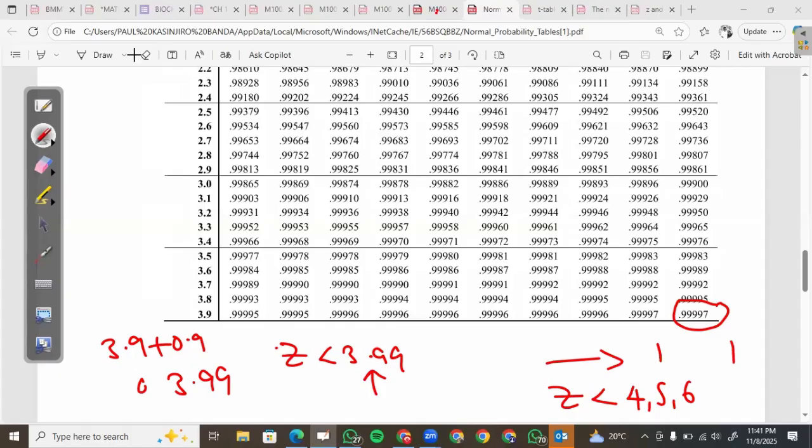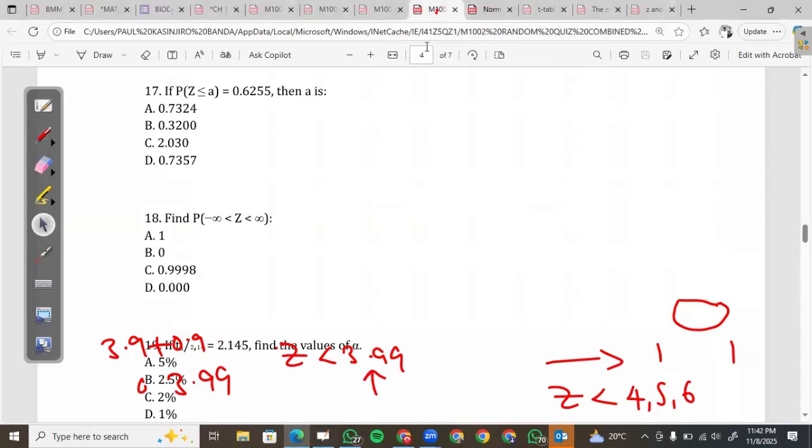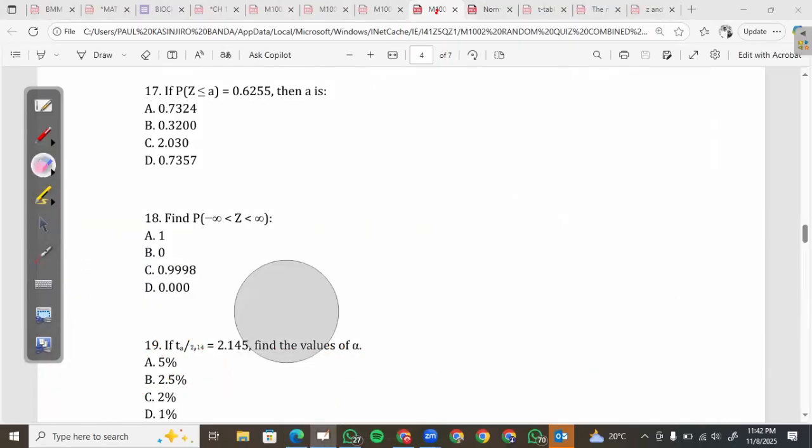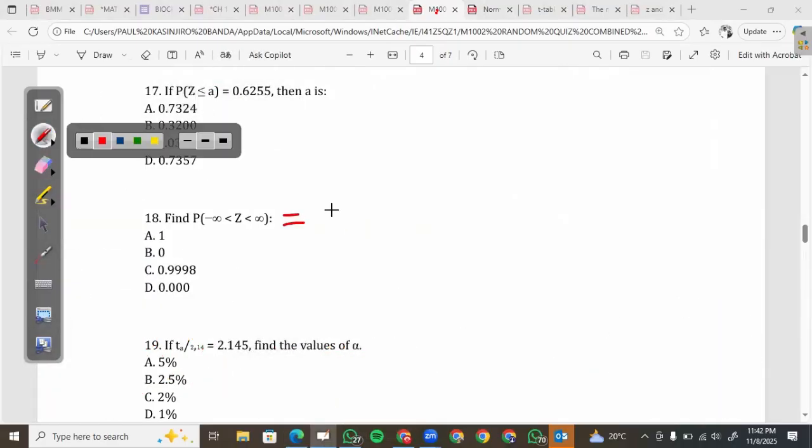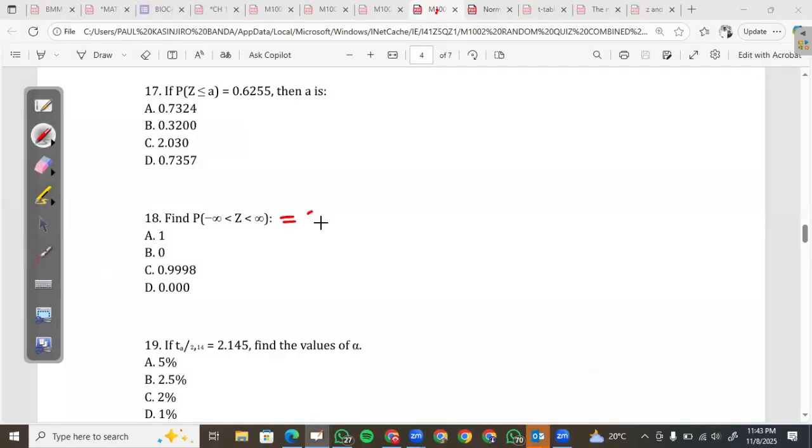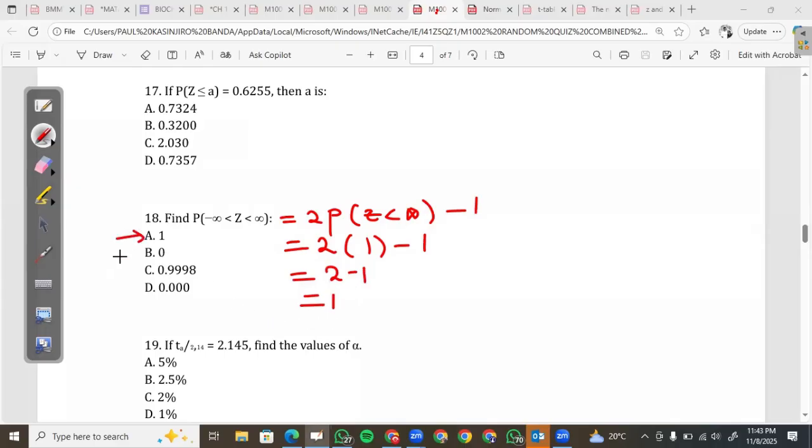So there now we had the probability of Z being less than infinity. Remember, this was 2 times the probability of Z being less than infinity minus 1. This probability here is 1. So 2 minus 1 is just 1. So the answer there is actually A.